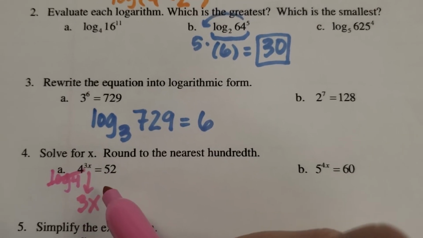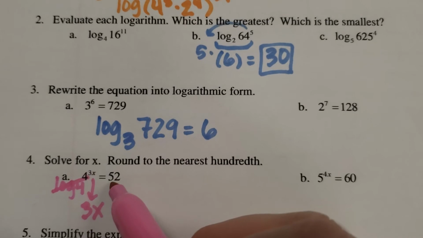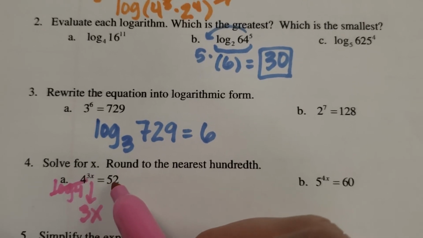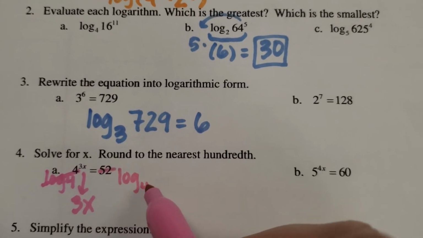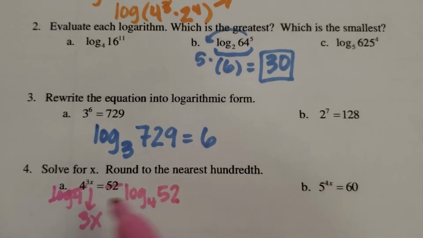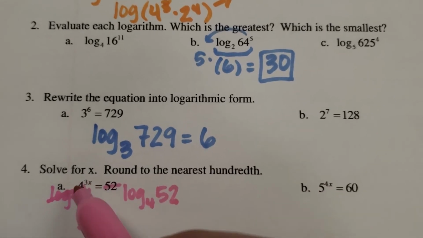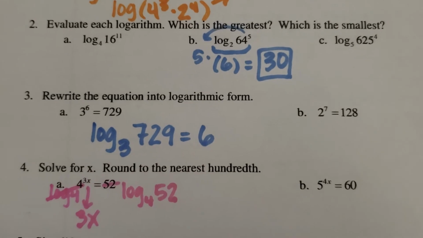Okay, now when I do something to one side of an equation, I must do it to the other, so that means I'm also going to do the log base 4 of 52. Again, because I did log base 4 of 4 over here to cancel out my 4 to the 3x power.